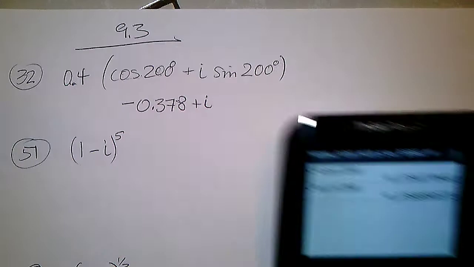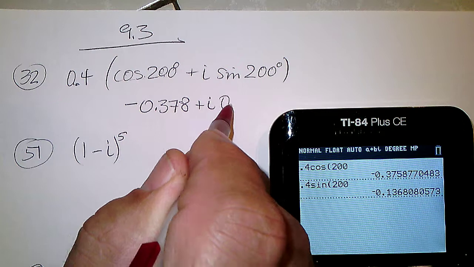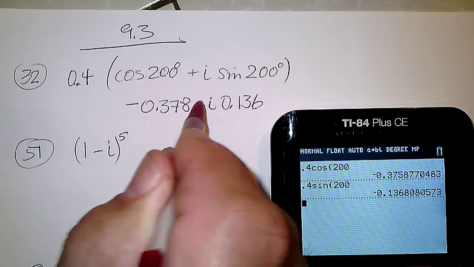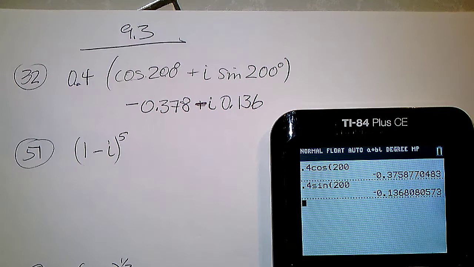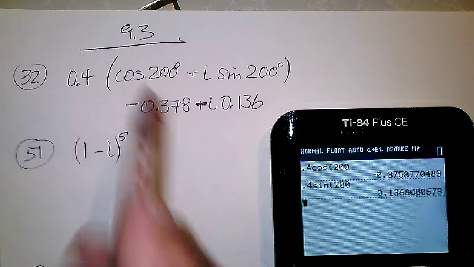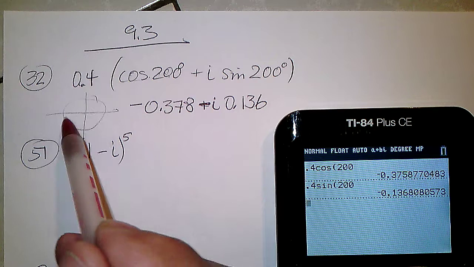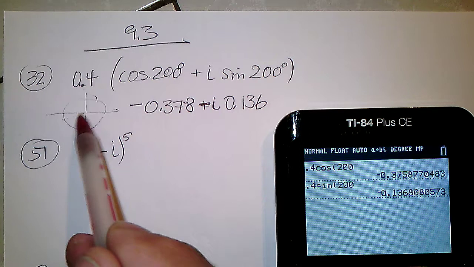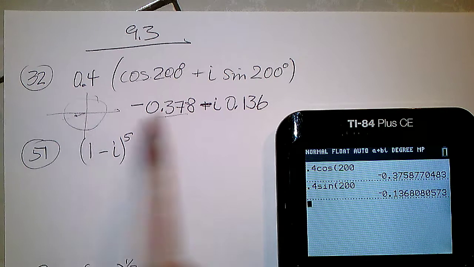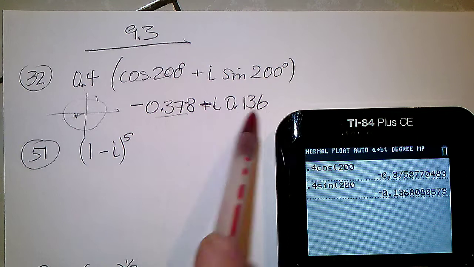And I get plus I 0.136, and this is negative. Both of them are negative. Which makes sense. If I'm going 200 degrees, that's down here, and I'm going out 0.4, I'm going to have a little less in the cosine, 0.3, and much less in the sine because it's not down very far.